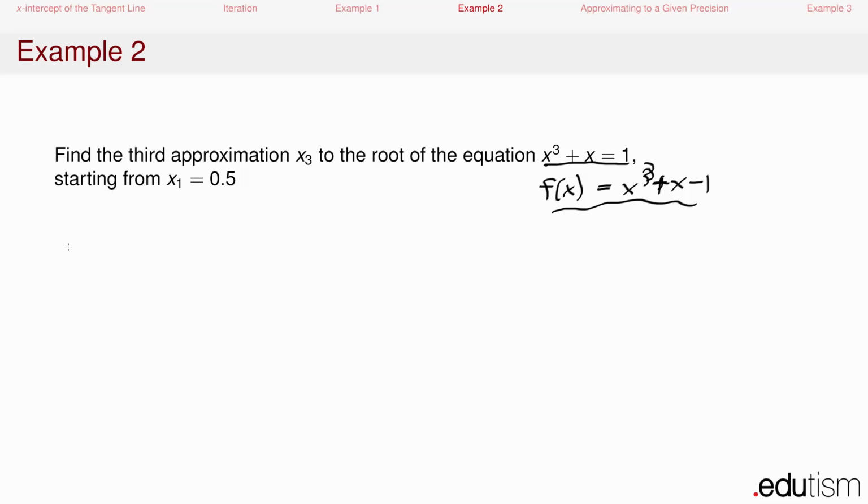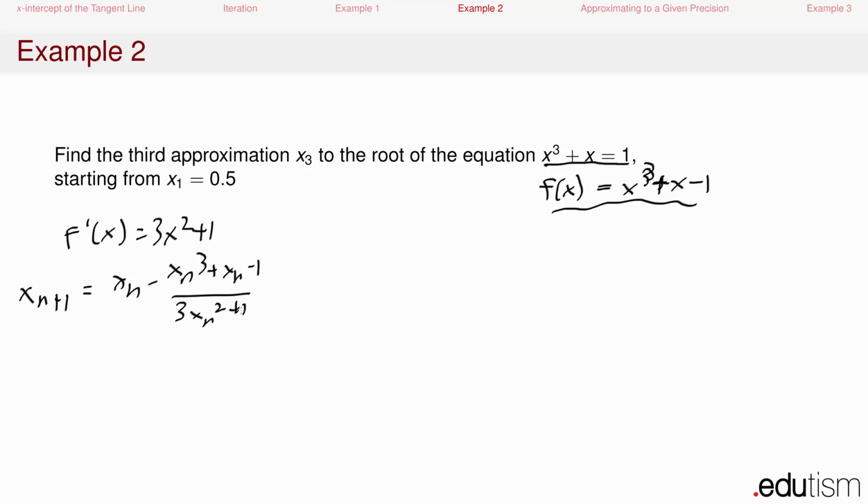Okay, so let's take our derivative. f prime of x is going to be 3x squared plus 1. So my formula is going to be x_(n+1) equals x_n minus f of x_n, which is x_n cubed plus x_n minus 1, over f prime of x_n, which is 3x_n squared plus 1. Great. So we can use our x1 to find our x2.